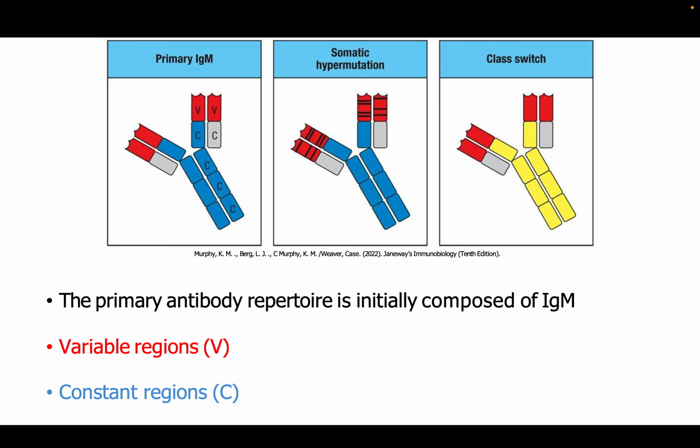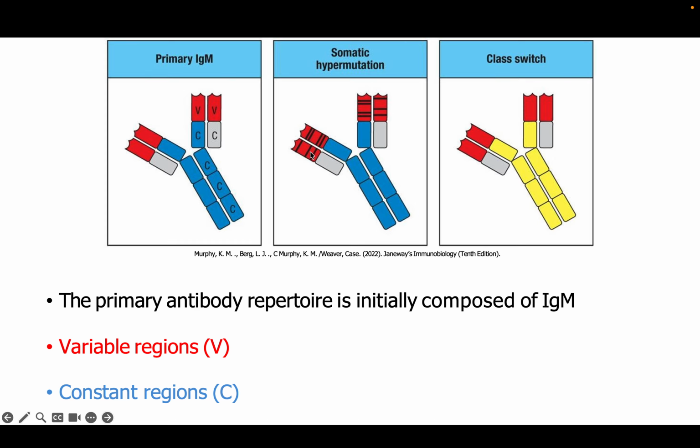If you have a bacteria, you want IgG. If you have an infection in your mucosal sites, you want an IgA. If you want to activate your allergic system, you want an IgE. So what happens is that your antibodies do something called class switching, where this IgM is now changed. Your constant heavy chain is changed to whatever you want, an IgG, an IgE, whatever.